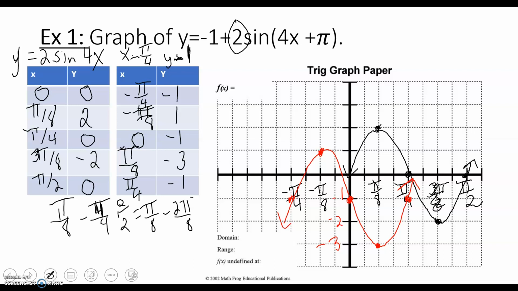Okay? So we graphed the 2 sine of 4x first, and then we applied the transformations, the negative 1 and, remember, we had to factor out the 4, which made that a pi over 4. Because it was positive, it goes to the left, okay? And then I'm going to also show y'all these on the graphing calculator as well.